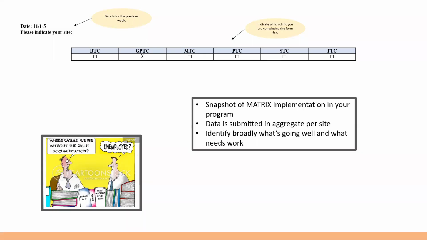The Matrix Weekly Report form is completed for the previous week. So for instance, a report submitted on Monday, November 8th would be for the previous week, Monday, November 1st through Friday, November 5th. The report form is used by all clinics that have a Matrix program, so it is important to indicate which clinic you are submitting the report for. Next slide.